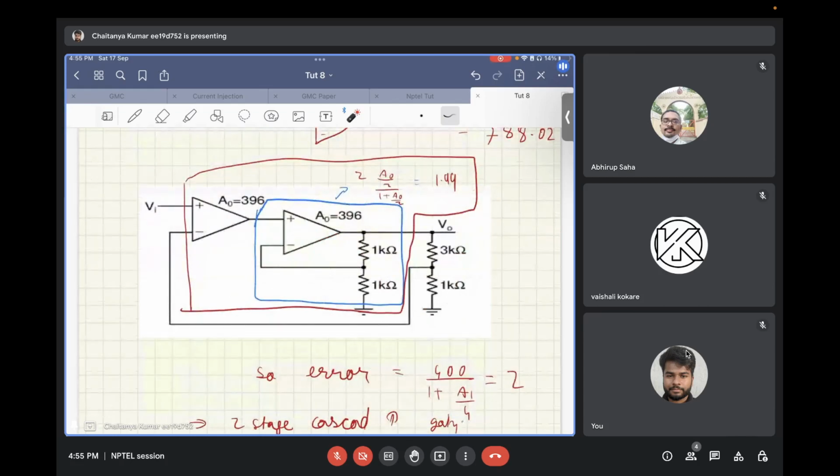So the error, earlier in this case you had A naught, now you have it as A1. So the error you have is 2 now. Previously you had an error of 4. So what you see is, when you cascade multiple stages with gain greater than 1, you reduce the overall error in the transfer function. Any doubt in this?